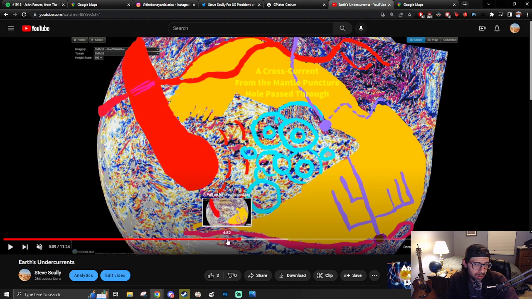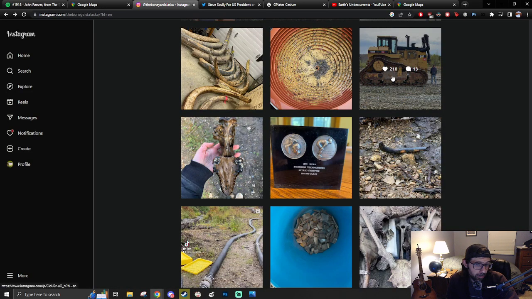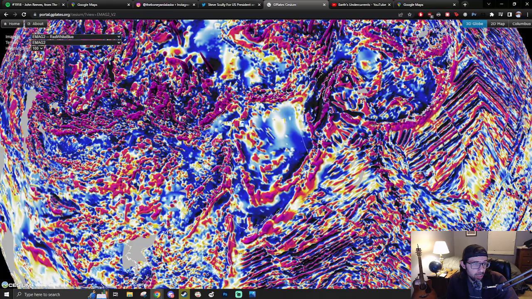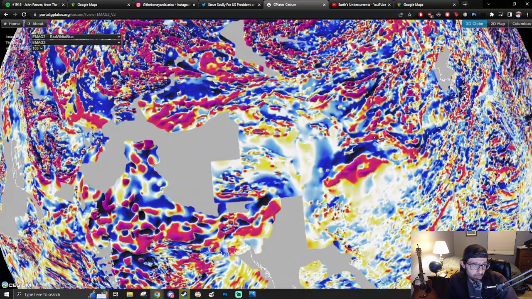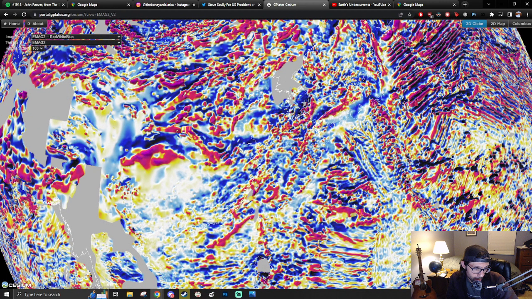Okay, back here. Here's that current coming up this way, pushing through Baja California up to the whole British Columbia, Alaska at the peak, shoving material inclusive of remains into that region. And while that's happening, there's a cross current coming across from the mantle puncture hole through this way, across, and then through right here.